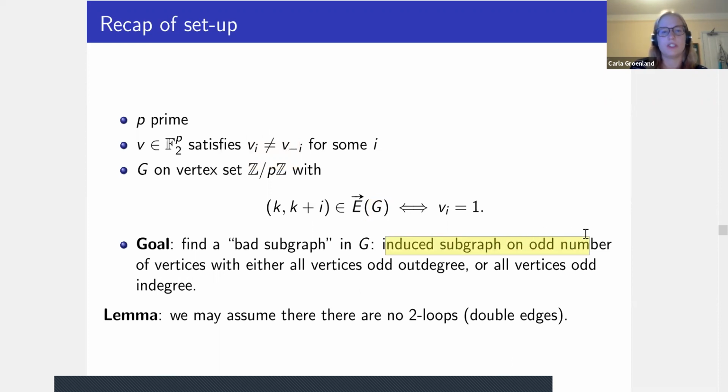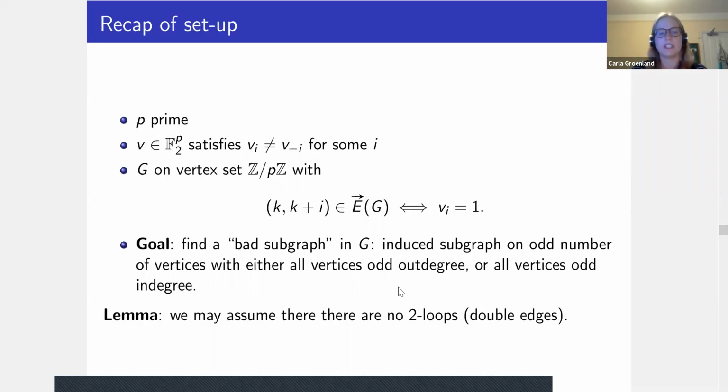So some kind of induced subgraph on an odd number of vertices, either all vertices have odd out degree or all vertices have odd in degree. And one of the first reductions that we do is that we assume that there are no two loops, so there are no double edges.